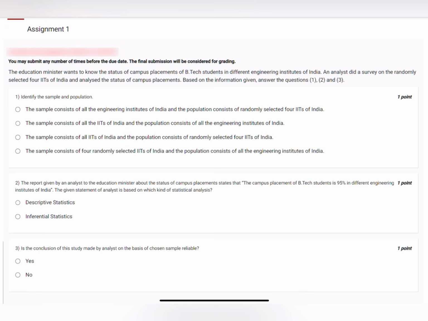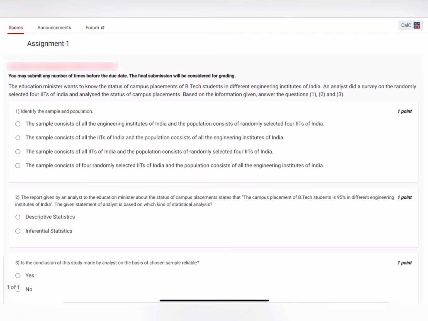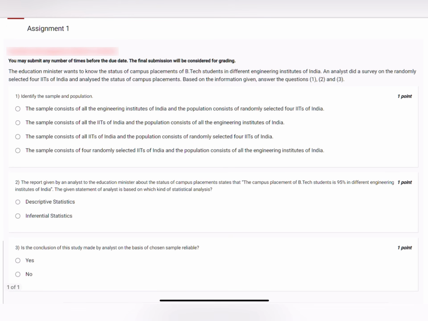So we'll start with question number 1. It's a multi-part question. The Education Minister wants to know the status of campus placements of BTech students in different engineering colleges. An analyst did the survey on the randomly selected 4 IITs of India and analyzed the status of campus placements based on the information given. Answer the questions 1, 2 and 3. Question number 1 is identify the samples and population.